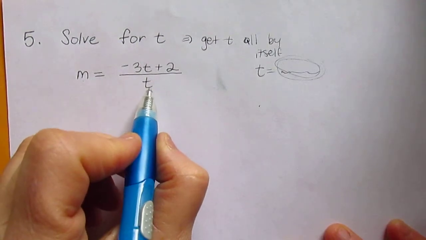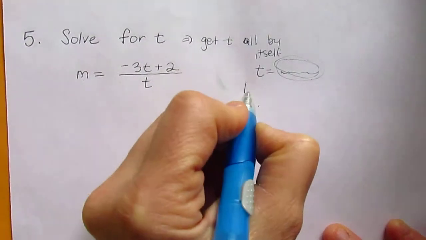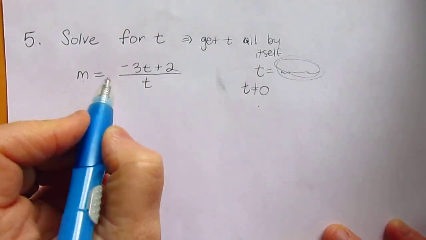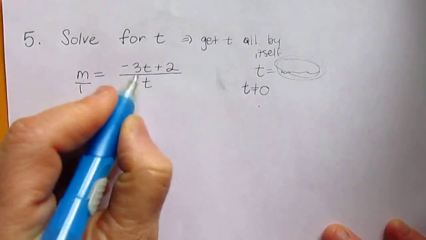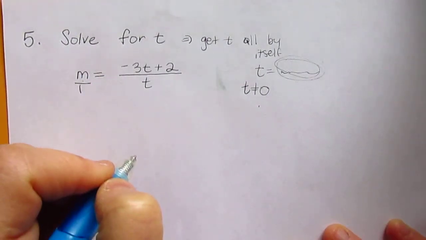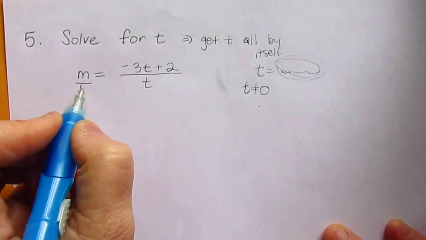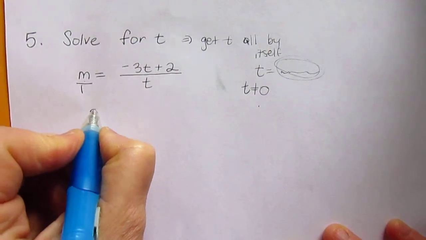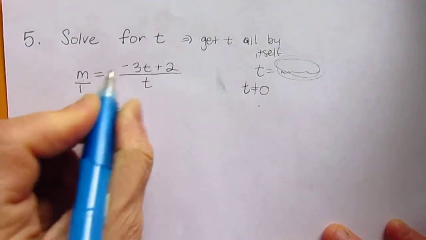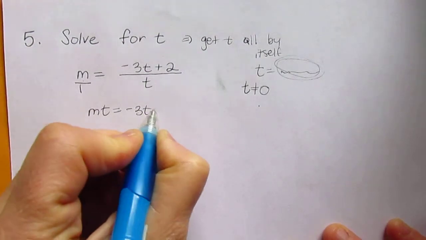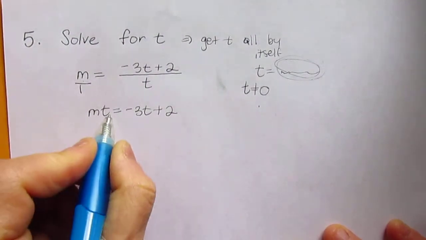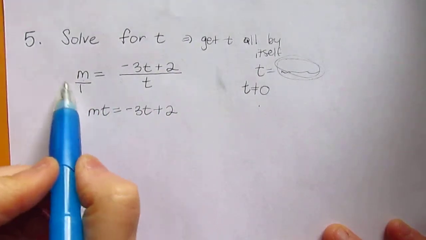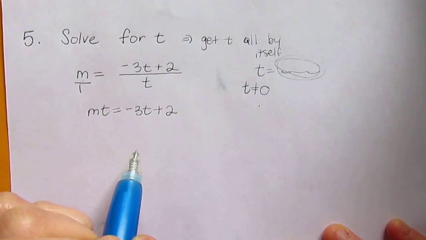We actually are assuming that t is not equal to 0. I'm going to write that down. Otherwise, we can't divide by it. Or we can look at this as a proportion and cross multiply. When we cross multiply, we're not really doing anything, we're rewriting an equivalent equation. So mt equals negative 3t plus 2. This is an equivalent equation to that. Now if we multiplied both sides by t, we'd actually end up in the same place.